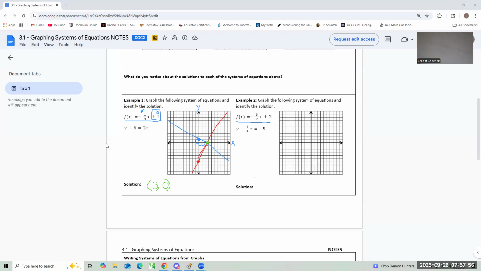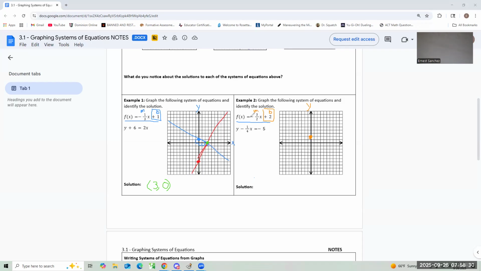Let me get a different color. Okay, so I'm going to do example 2. Same thing, this is my M, and then this is my B. So on my y-axis, we're going to start by drawing the first point on the y-axis at +2. The symbol in front of the number is very important. So I have to go up 2. If it was negative, we would have to go down 2. Draw your point there.